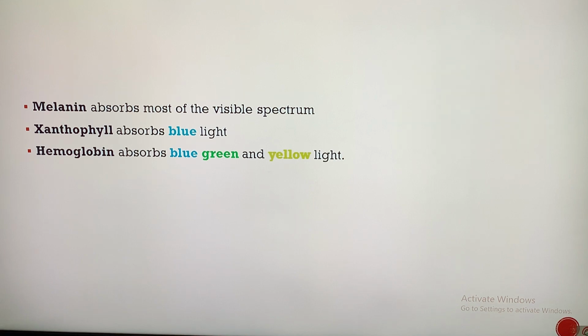So we talked about pigment. Melanin absorbs most of the visible spectrum, and it is present in the retinal pigment epithelial layer and the choroid. Xanthophyll absorbs blue light. It is present in the macula, and hemoglobin absorbs blue, green, and yellow light.